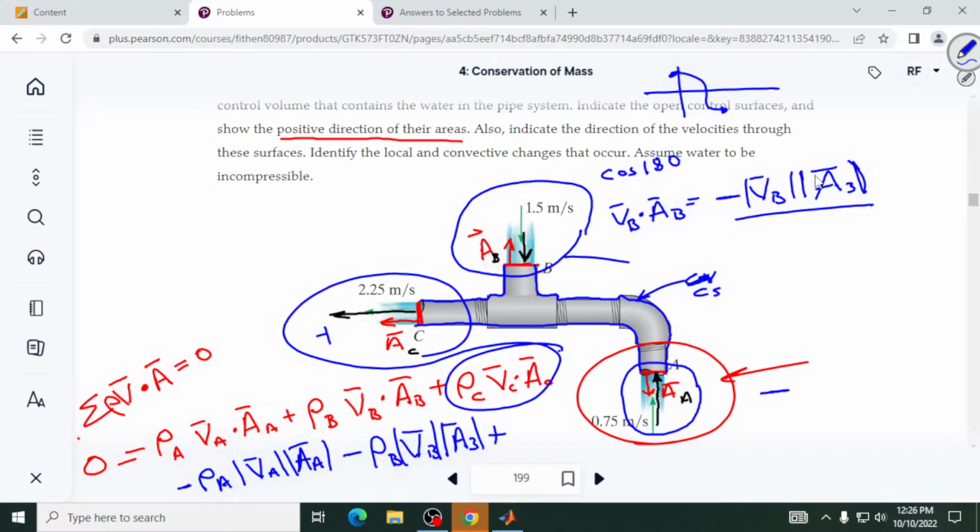So those become positive since, you know, two vectors, you could have velocity of C and area of C. Since they're going out, technically VC dotted with AC is equal to the velocity at C magnitude, area at C magnitude, and the cosine of the angle between them, which in this case is going to be 0. So cosine of 0 is 1. Yeah. So that's how you get the plus there.